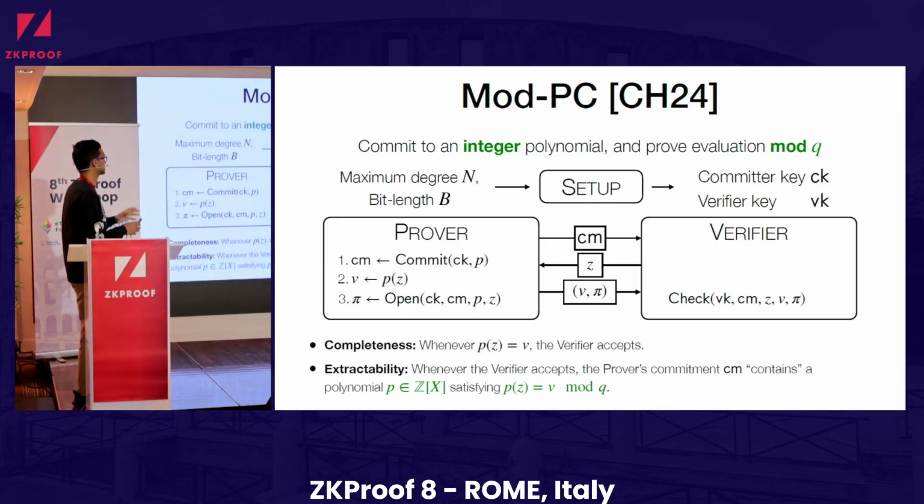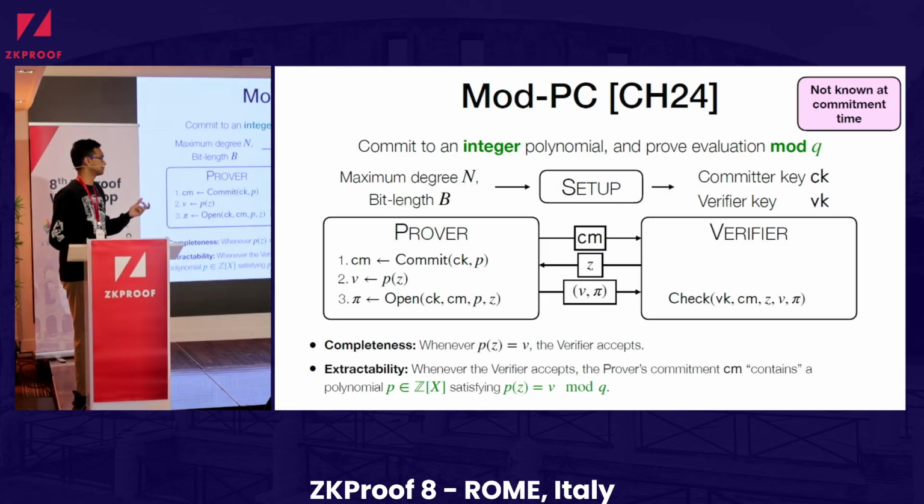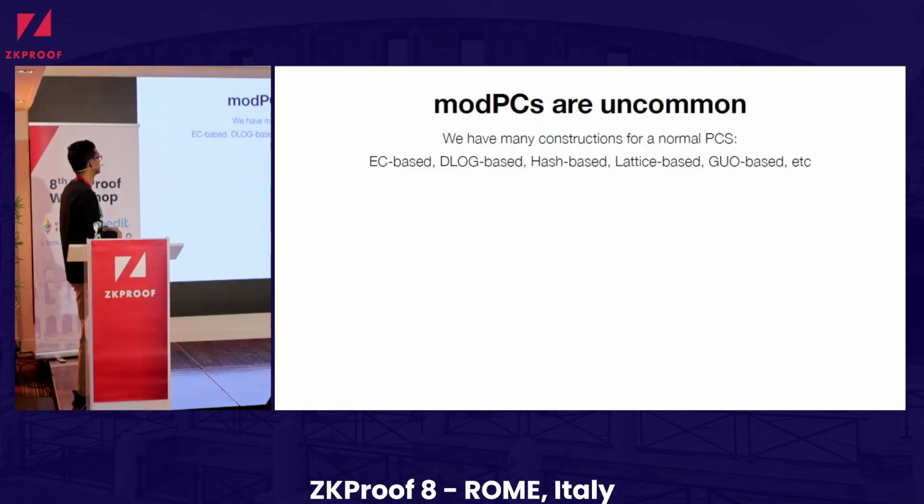So why is this not just a regular PCS? The only main difference here is that this Q is not known at commitment time, and specifically not at setup time either. Most of your standard tools over finite fields are not going to work here because you usually need to fix the field. So all of your constructions that may be field agnostic do not satisfy this definition, because even though you can choose any field, you might need to know it at setup time. You cannot choose it on the fly.